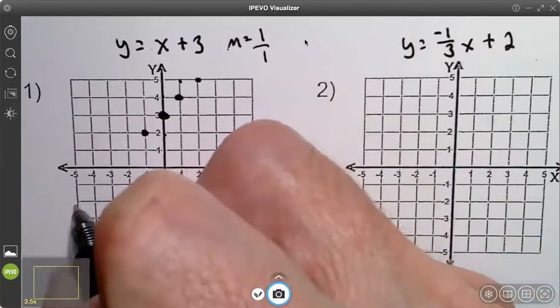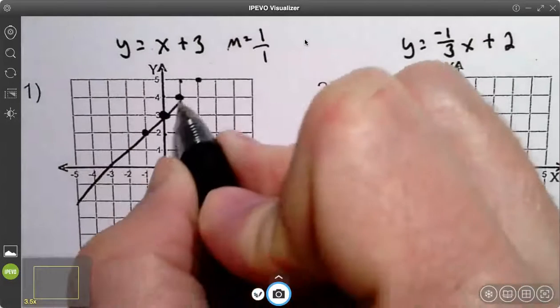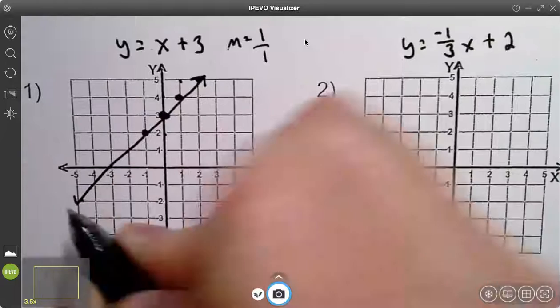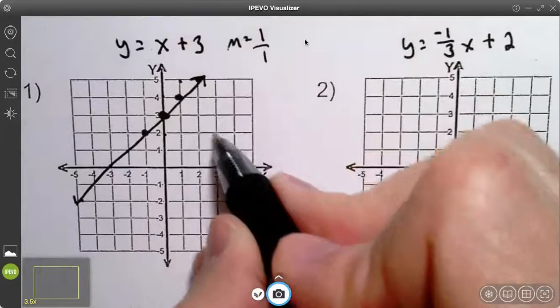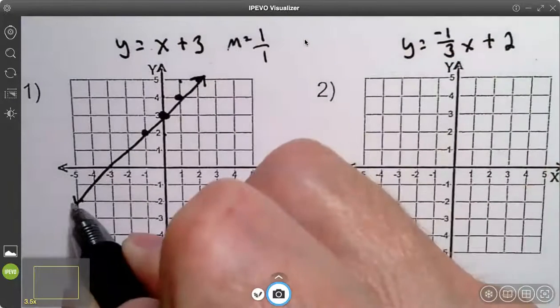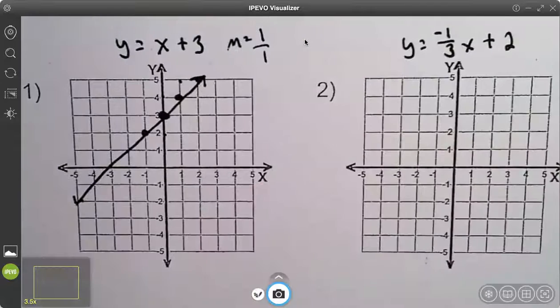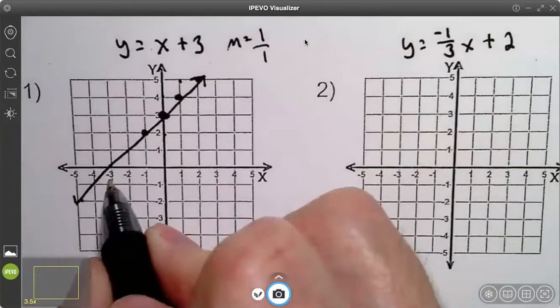It's going to go through every single grid because your slope is 1. If your slope was -1, it would go through every single grid going down. Since it's +1, it goes through every single grid going up. If you were asked what's the x-intercept, your answer is -3.